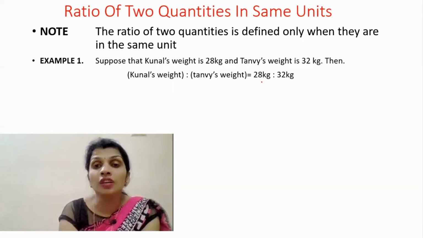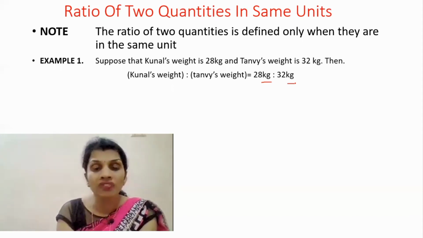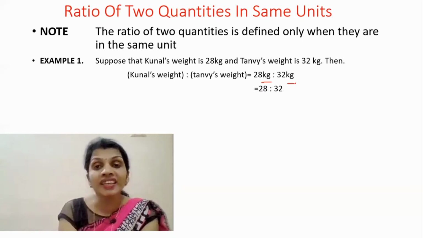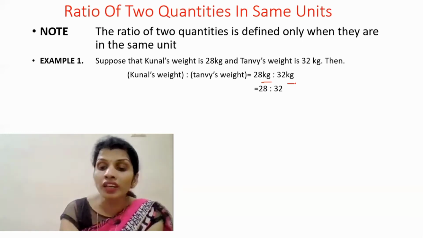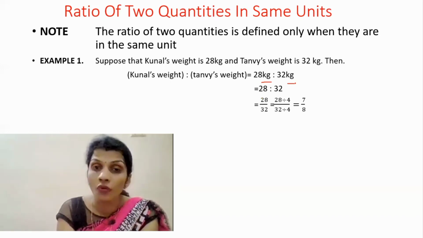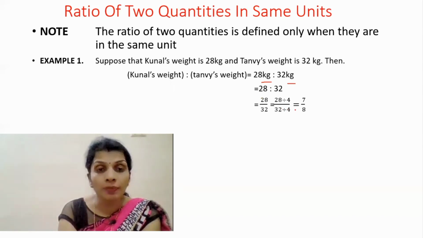Now you see here both the units are the same. Here both the units are kg and kg. So we can easily simplify it. We can easily reduce it to lowest terms. So 28 and 32, they both will come in which table? Yes, they both come in the table of 4. So I have written here 28 divided by 4, 32 divided by 4, which will be equal to 7 upon 8.